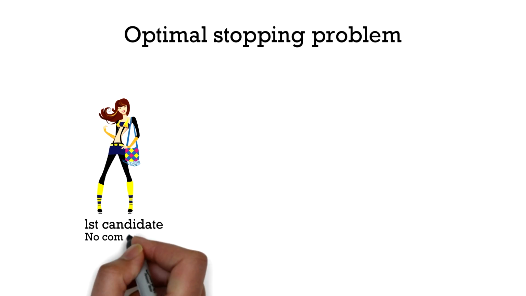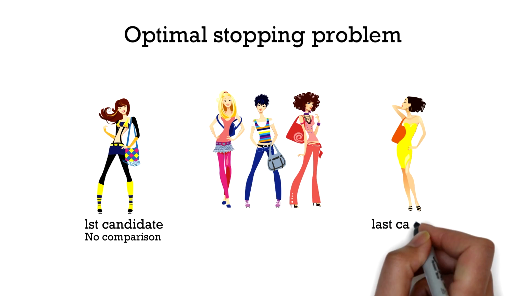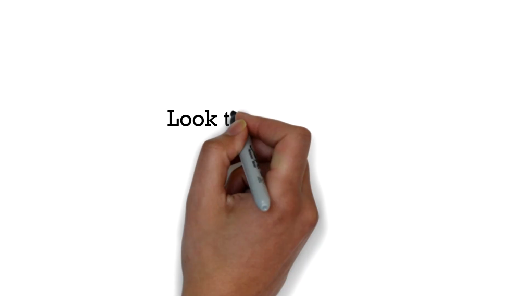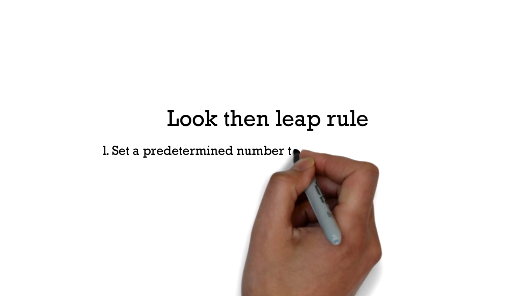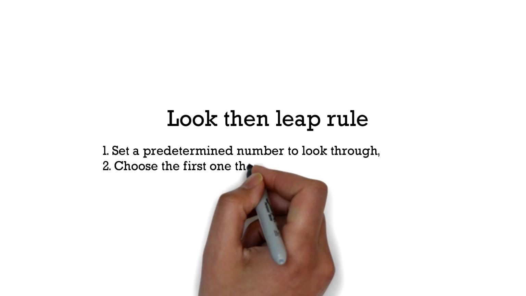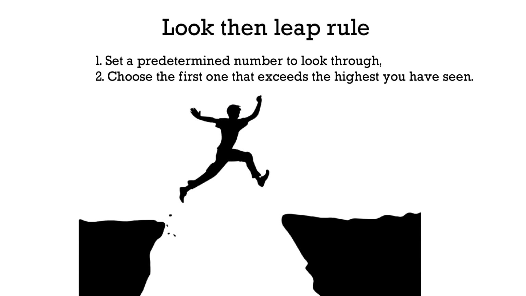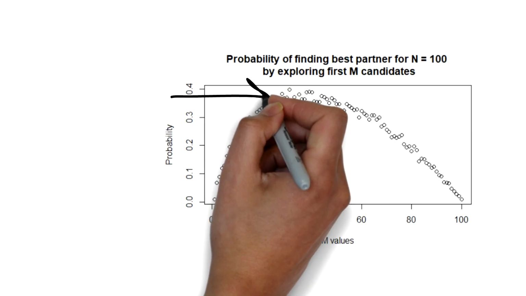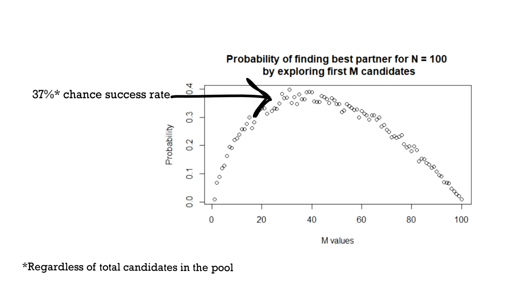When considering the first candidate, you don't have information, as you have no basis of comparison. However, when you reach the last candidate, you lose all your agency, as you have no choice but to accept her or end up all alone. One solution is known as the look-then-leap rule, where you set a predetermined number to look through, then choose the first one that exceeds the highest you have seen. By going through 37% of the candidates before leaping, we can end up with the best possible candidate 37% of the time, regardless of how many candidates there are to begin with.